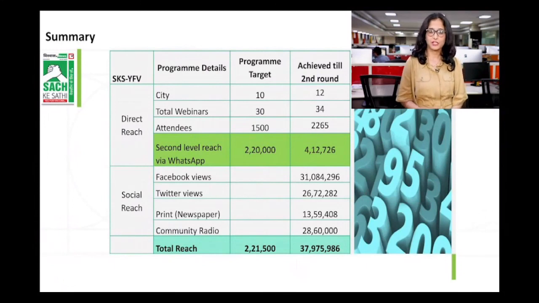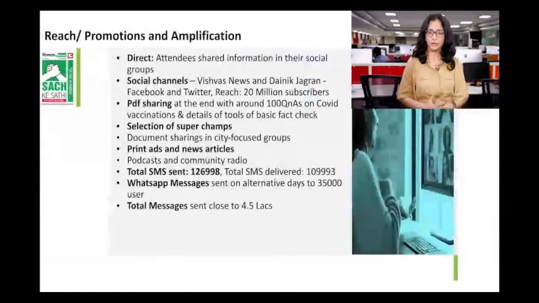This brings the direct reach to 0.4 million. And if we add the social reach to it, which is a huge number, it sums up to approximately 37 million. Now, how did we calculate the reach?